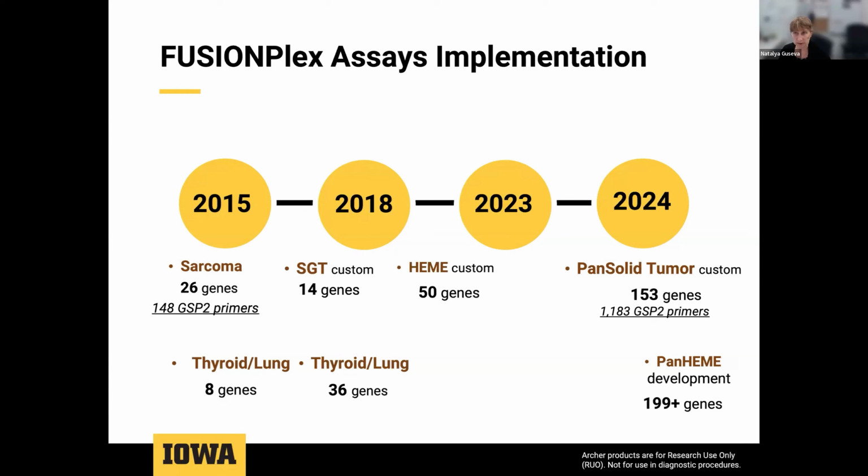We started with a small assay for sarcoma fusions, and we gradually expanded it through thyroid, lung, salivary gland, and heme assays. And last year, we brought in a comprehensive custom pan-cancer panel that integrates all previous assays and broadens gene coverage across solid tumors. So this big panel includes over 1,000 GSP gene-specific primers.